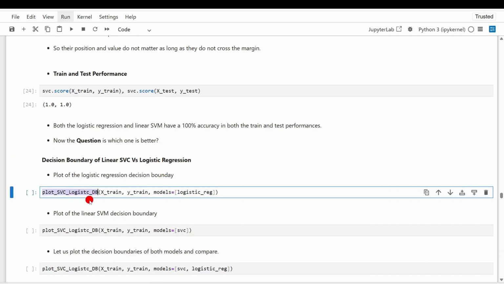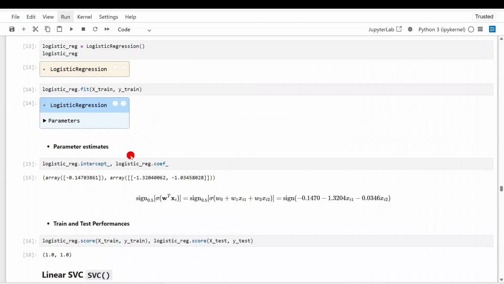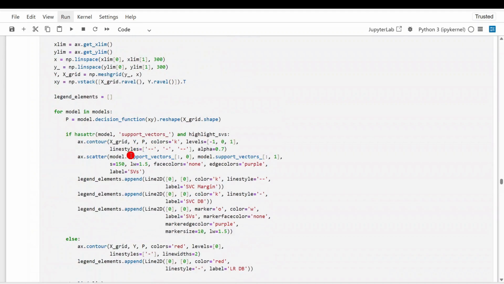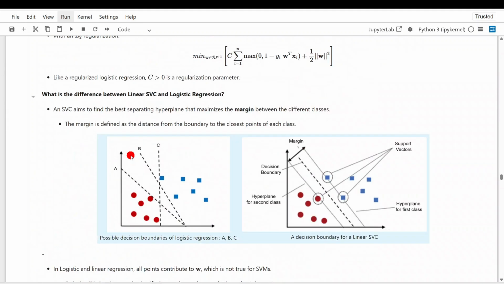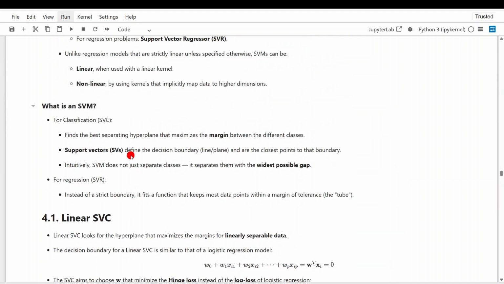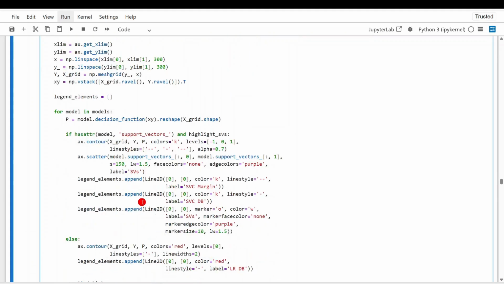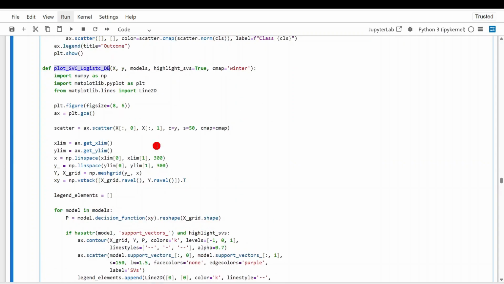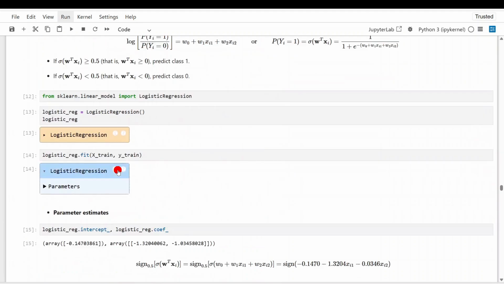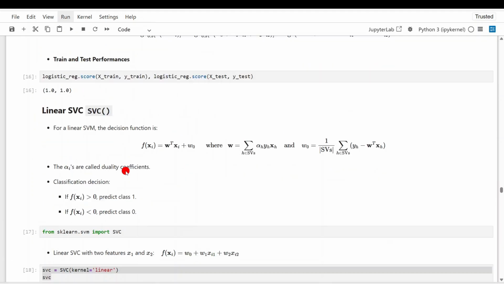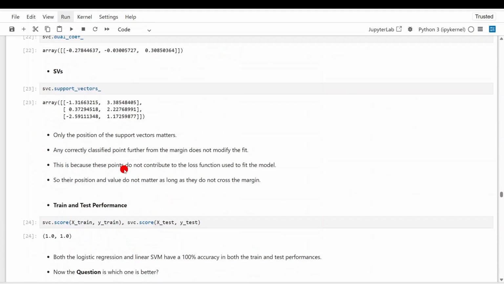For that, I have written a helper function, plot SVC logistic db. Here is the one that I showed you at the beginning of the video. This is just a simple function used to plot the decision boundary from the support vector classifier and from the logistic regression model. So I just need to call that function.